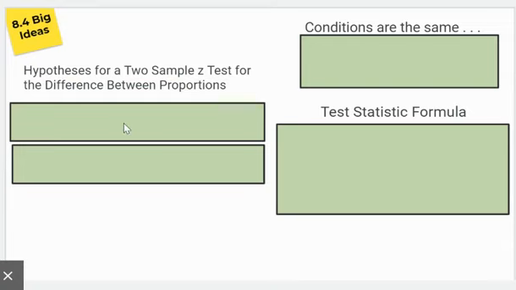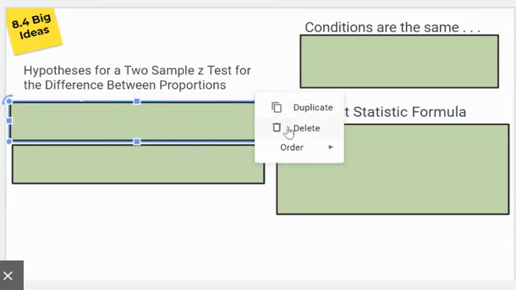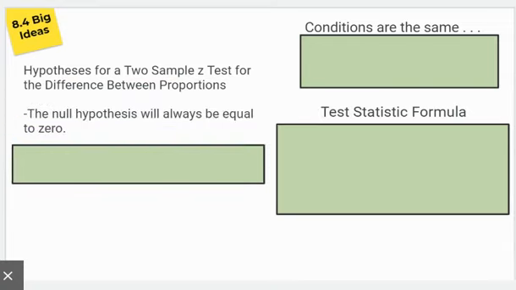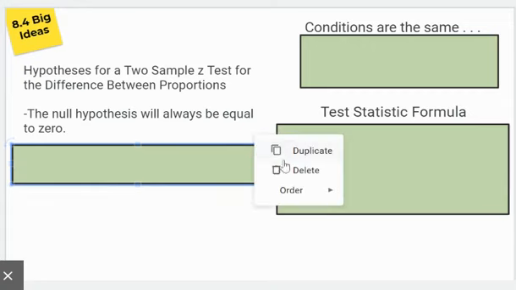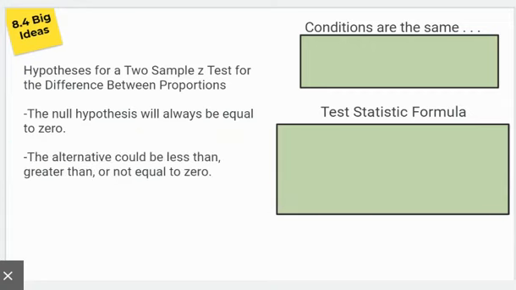The first thing that we need to know is this about the hypotheses. The null hypothesis will always be equal to 0 because we're checking to see if there is a difference between the two parameters. So it's always going to be equal to 0, which basically says that there is no difference between the two. Then the alternative hypothesis could be any one of these three. It could be less than, greater than, or not equal to 0.